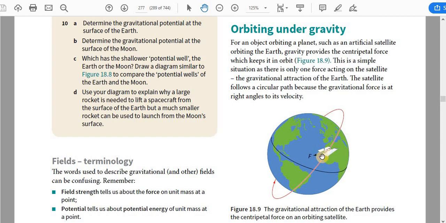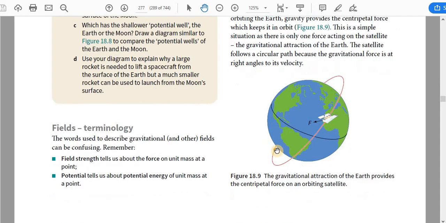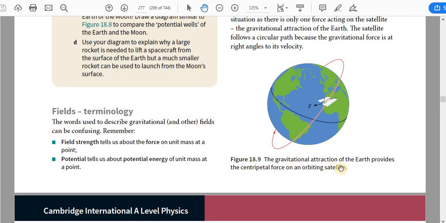So this force F is the centripetal force. It is also the weight of the satellite due to the planet. We can also say it is the gravitational force on the satellite due to the earth. The satellite follows a circular path because the gravitational force is at right angles to its velocity. So gravitational attraction of the earth provides the centripetal force on an orbiting satellite.